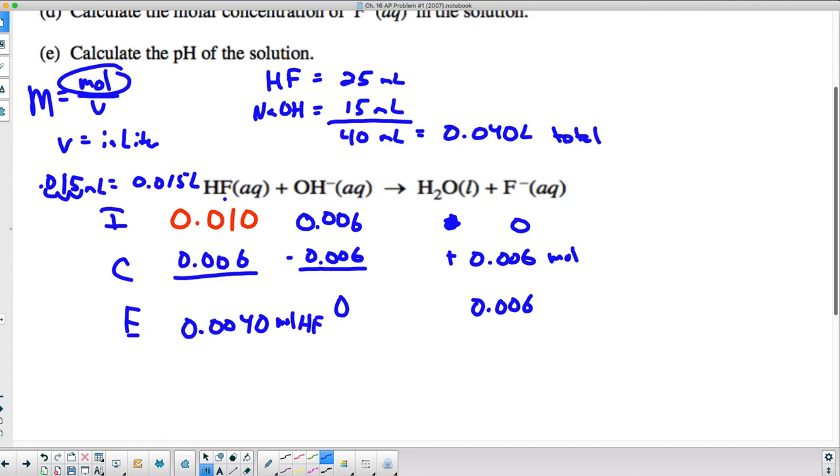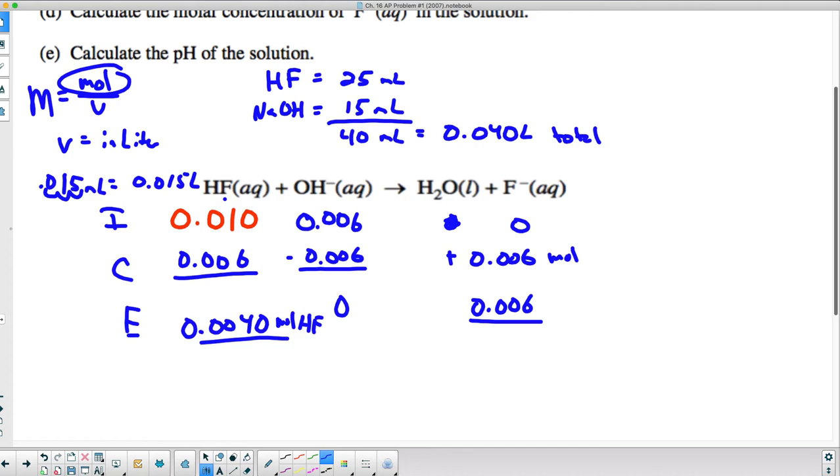When I add the two solutions together, notice that once the HF is added to the OH, there's no more OH. Now I have a certain amount of this and a certain amount of this left. And we always have water.